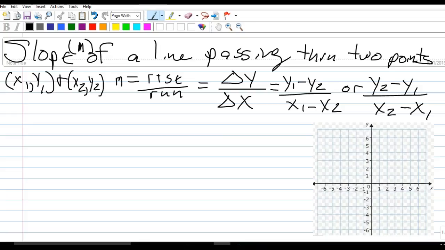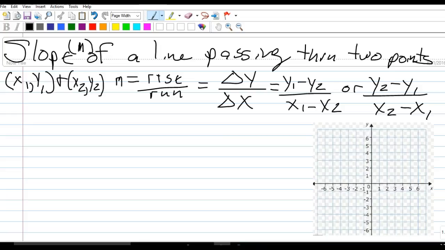And the slope, M, is equal to the rise over the run, which is the vertical change over the horizontal change. And of course, the vertical change would be the change in the y's, and the horizontal change would be the change in the x's. That's denoted delta y over delta x. That little triangle is a Greek letter called delta, and it simply means change. So it's the change in the y's divided by the change in the x's.